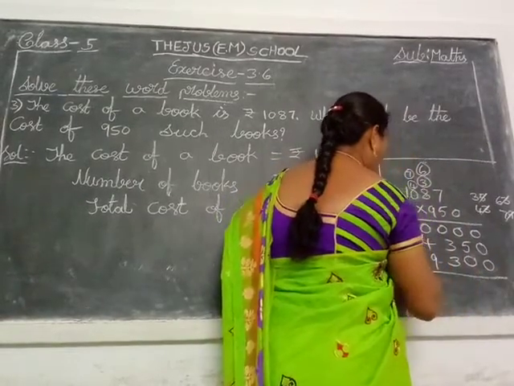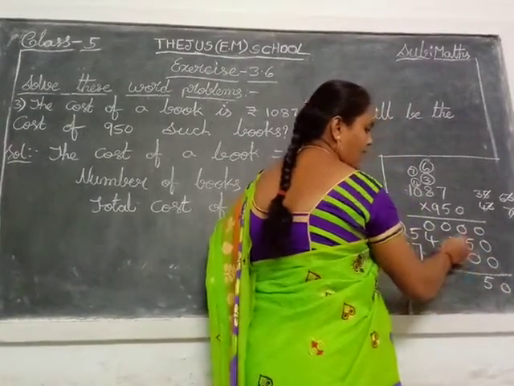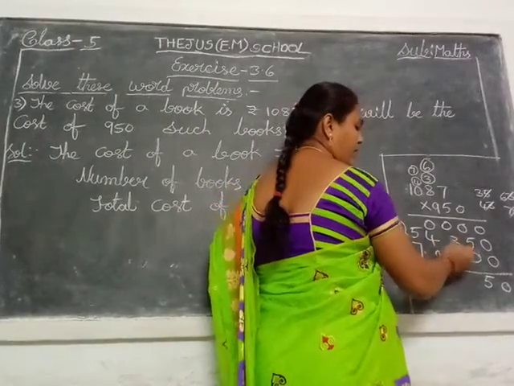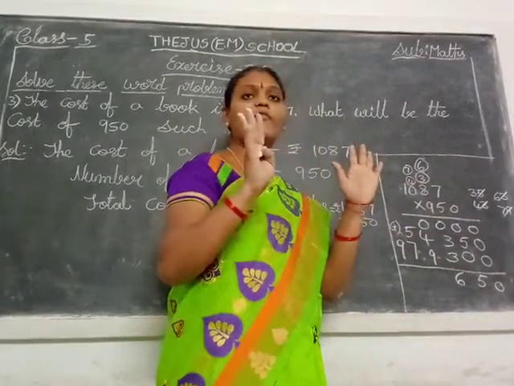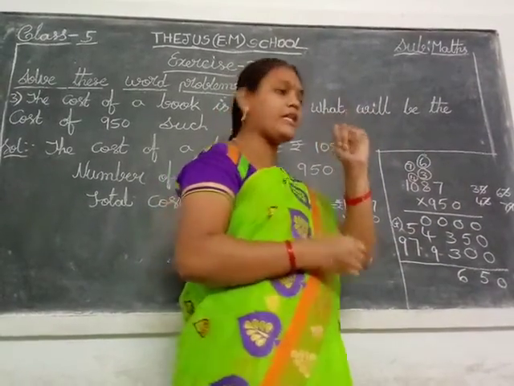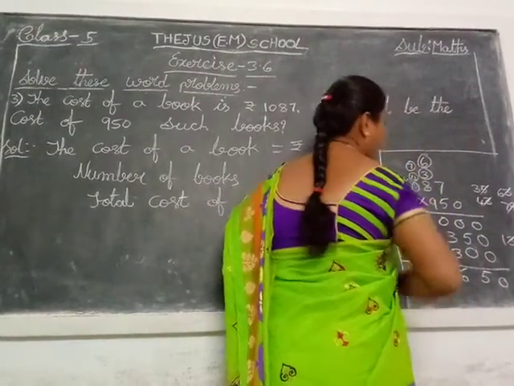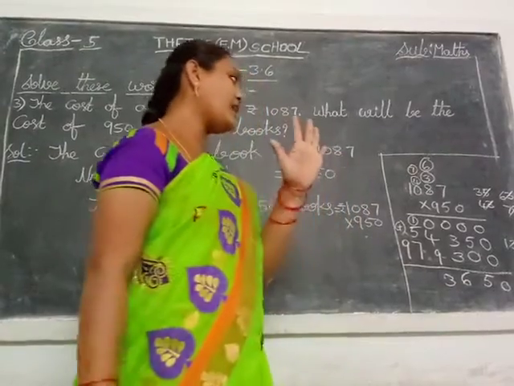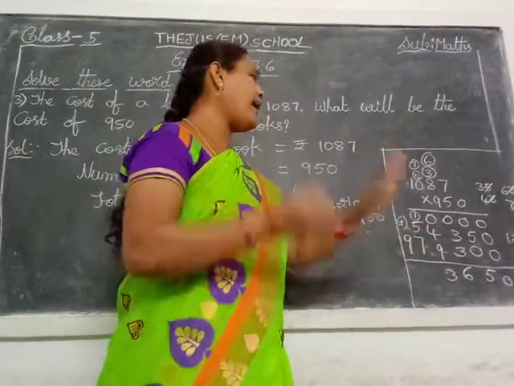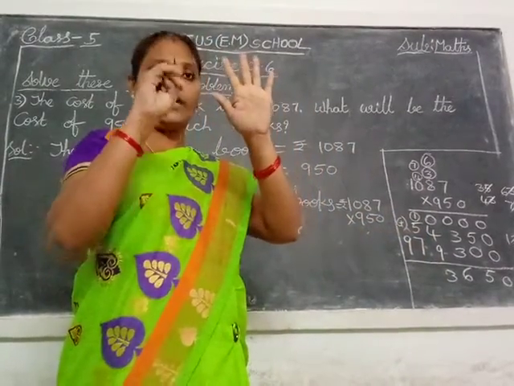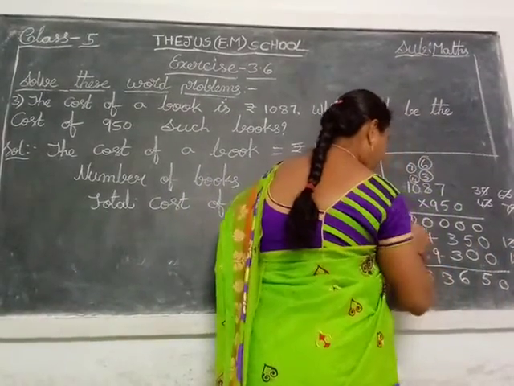Okay children, now we add these numbers. 0, 0 plus 5, 5. 2 threes are, how many threes? 3, 3. 2 threes are 6. 4 keep in your mind, take 9 fingers, after 4: 5, 6, 7, 8, 9, 10, 11, 12, 13. So 13. 3 here and this one next number upside. 1 keep in your mind, take 5 fingers, after 1: 2, 3, 4, 5, 6. 6 keep in your mind, take 7 fingers, after 6: 7, 8, 9, 10, 11, 12, 13. Again 13. 3 here and 1 next number upside.